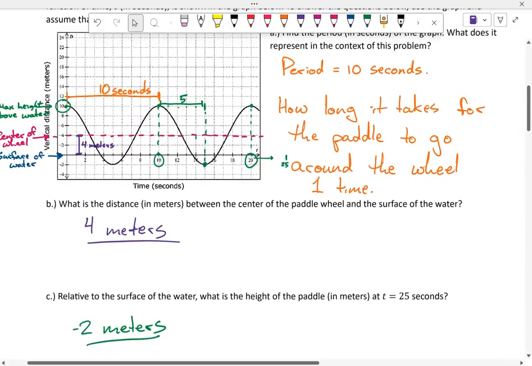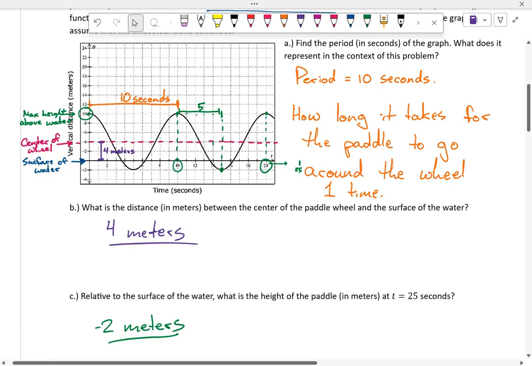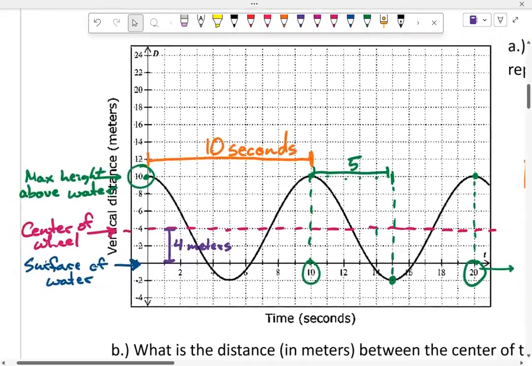Now, I'm going to add in a question here, one that's not in here, but I want us to discuss. So, we've talked about the midline. The midline we saw was the center of the wheel. Talked about the period. That was how long it takes for one full rotation. We talked about maximums and minimums. What is one characteristic that we haven't talked about yet here? Our amplitude. Let's talk and add that in. What is our amplitude on this function?